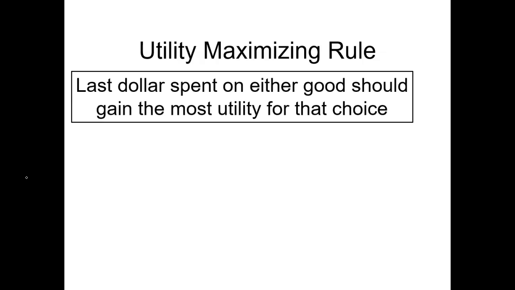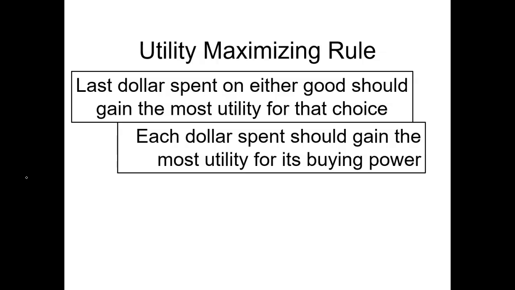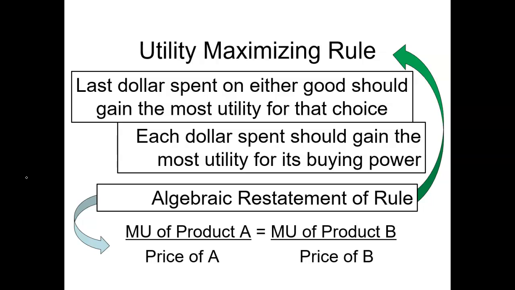So, the utility maximizing rule: the last dollar spent on either good should gain the most utility for that choice. Okay, we've said that one. The way I prefer to say it is that each time we make a decision, each dollar spent should gain the most utility for its buying power. So the algebraic restatement of this utility maximizing rule is the marginal utility of product A divided by the price of A would equal the marginal utility of product B divided by the price of B. So the marginal utility per dollar of A should equal the marginal utility per dollar of B.